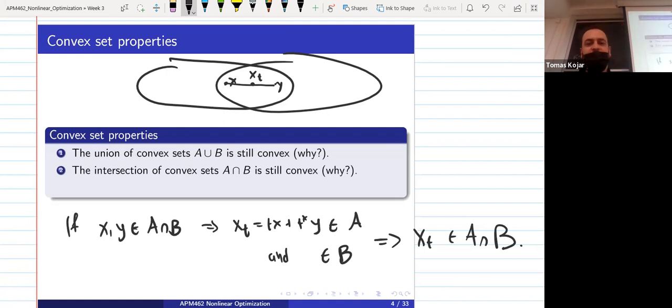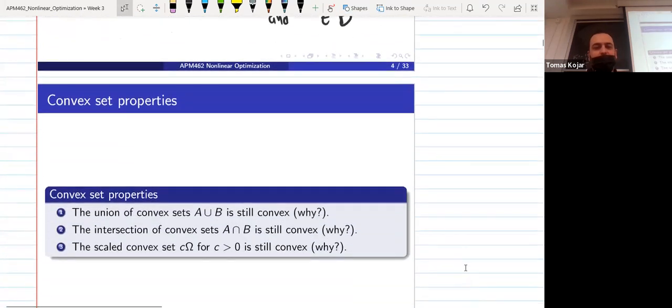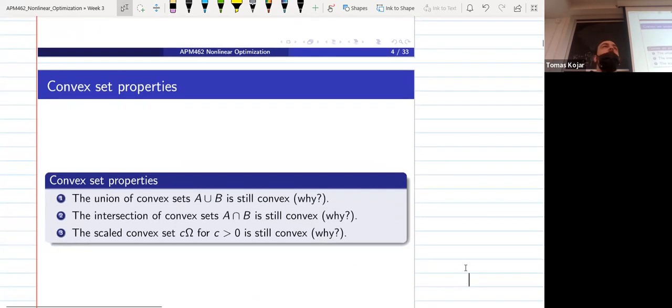Sets can be disjoint. Yes. Thank you, Daniel. Exactly. I should look in the chat.